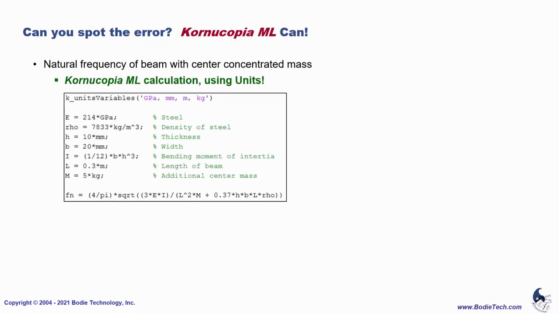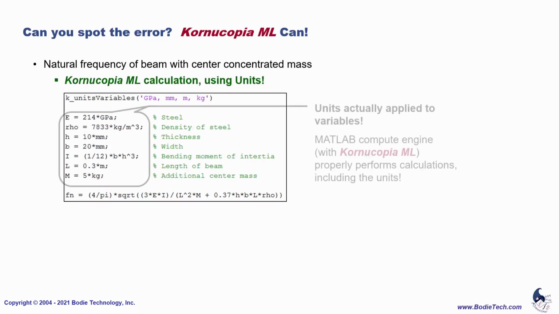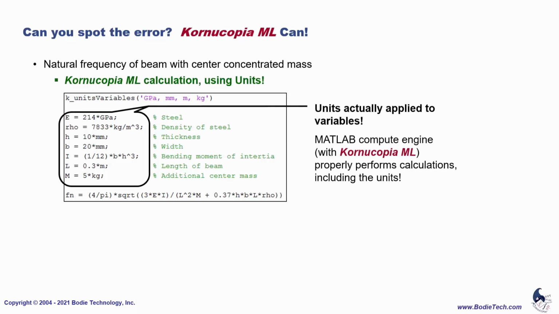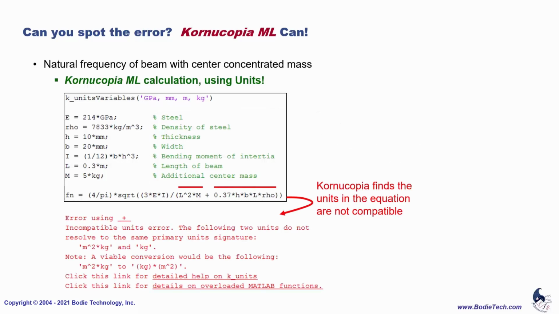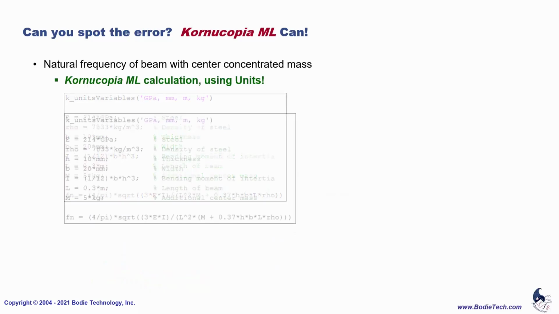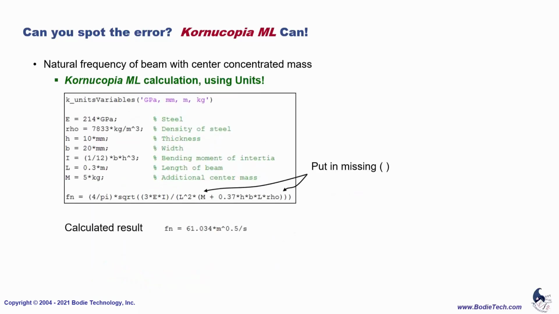Kornucopia can. If we repeat the calculation, but using Kornucopia, we now apply units to the data. So instead of just having them in a comment, the MATLAB compute engine, supported by Kornucopia ML, will now properly perform calculations, including the units. In this particular case, we get an error, and Kornucopia has found a problem with our equation. It has told us that around the plus sign, there are incompatible units. Further assessing, we see we've missed some parentheses.